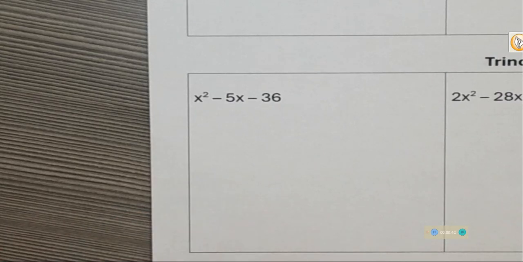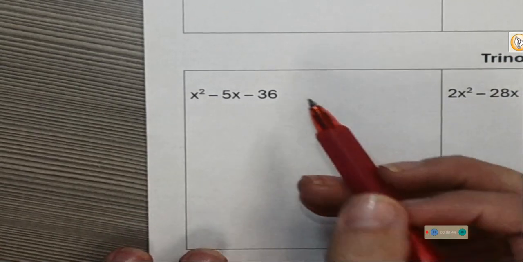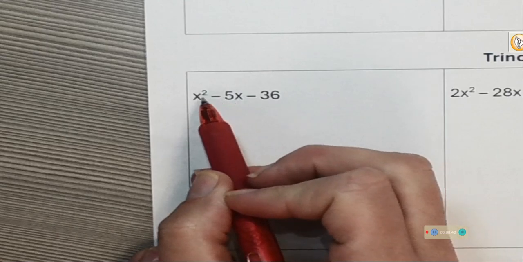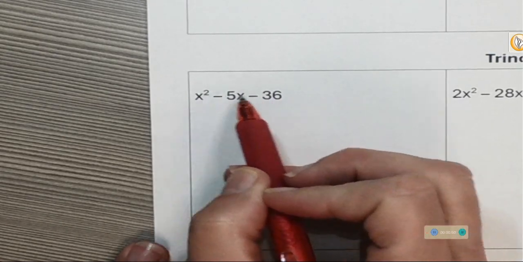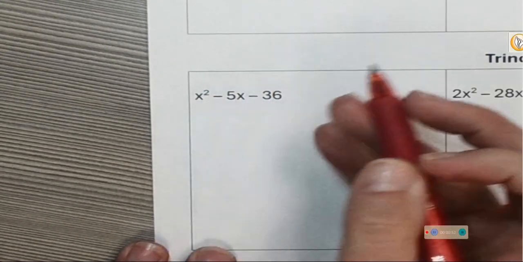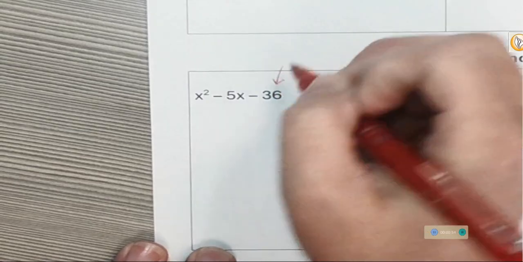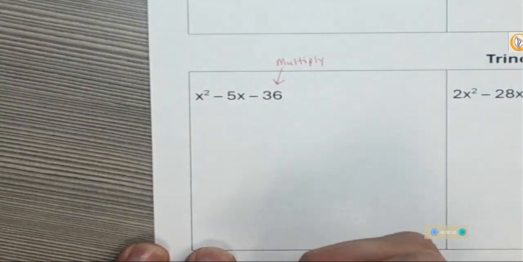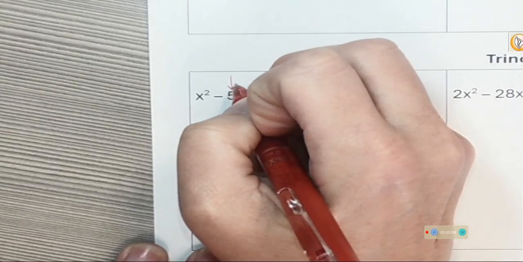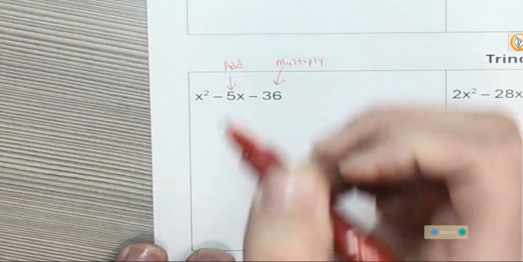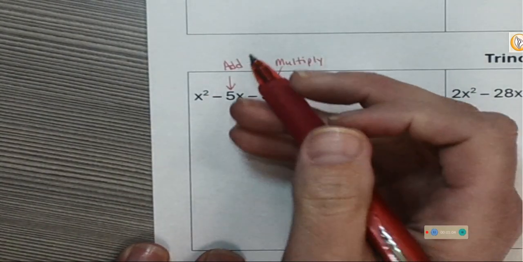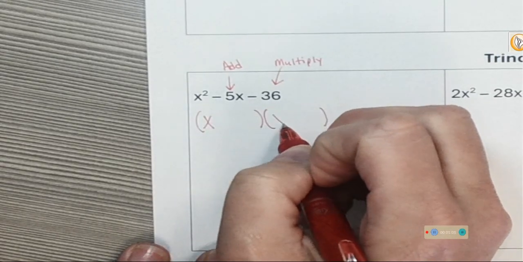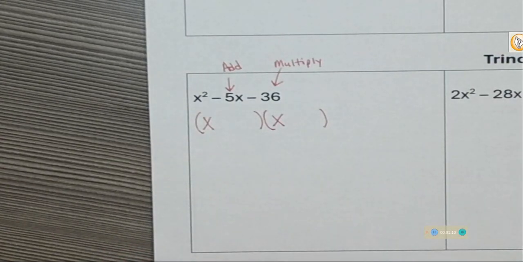So let me look at my example. Do I have a greatest common factor between all three terms? The answer to that is no. I realize I have a trinomial, my a is 1, so I ask myself, what two numbers can I multiply together to get a negative 36, and then add those numbers together to get a negative 5. I know I'm going to have two parentheses, and it has to be x and x because that's how I multiply to get x squared.